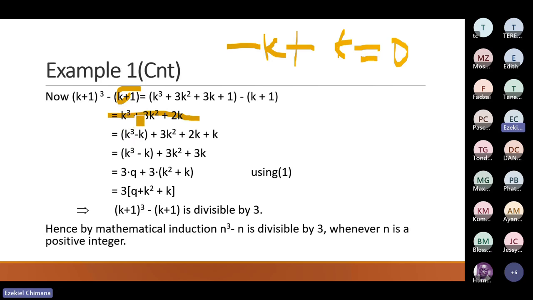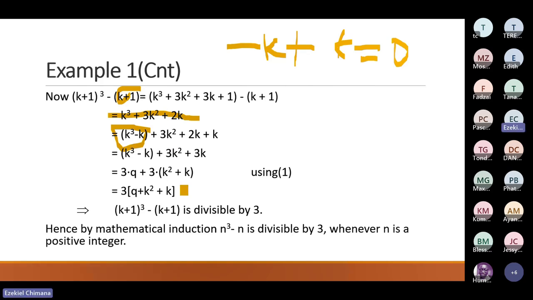So you are saying k cubed minus k, and then plus k. So you end up having something like k cubed minus k plus 3k squared plus 2k plus k. But look at this one, this thing that we have created.